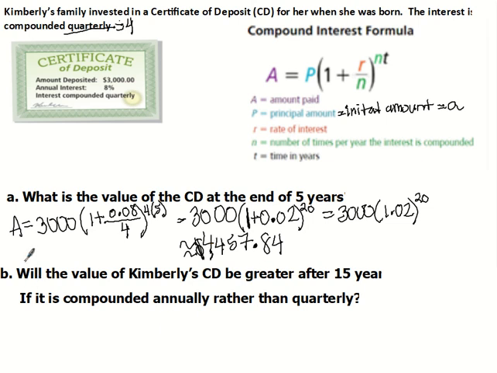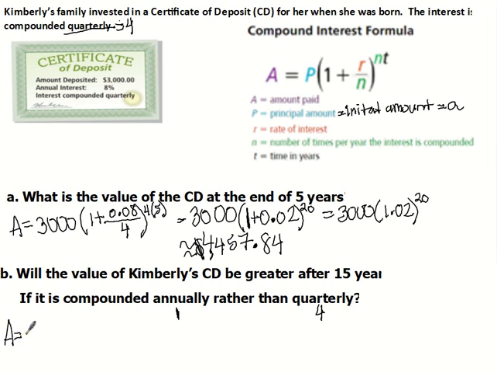All right. Will the value of Kimberly's CD be greater after 15 years if it is compounded annually rather than quarterly? So we actually have to do 2 different functions here. We're going to do one for when it's quarterly, and one for when it's annually. Annually would just be 1 time a year, right? This is 1 time, this is 4 times. So we're going to do 2 functions.